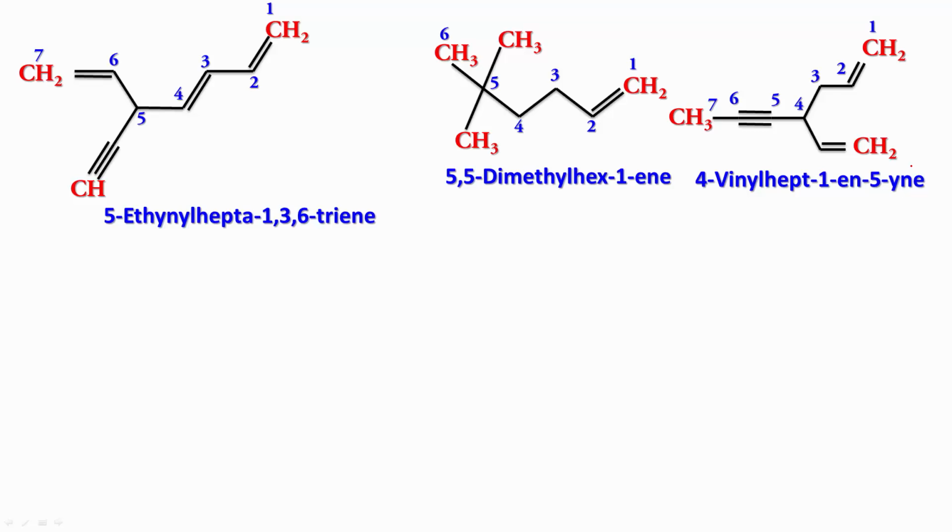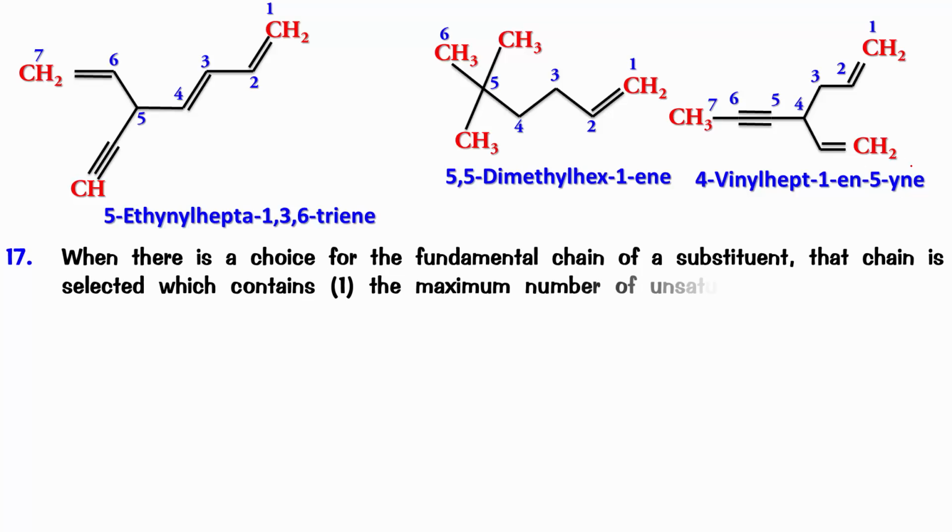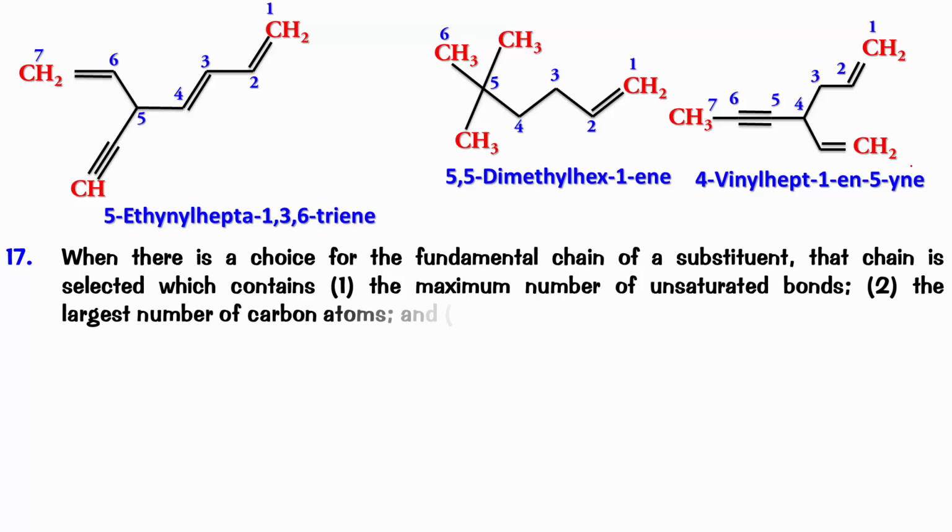So I think you must have gotten a little bit of a hang of this particular thing. Now the last part that is left is what happens if the side chain itself is very complicated. The side chain itself has a lot of double and triple bonds. Well, the choice of numbering, the choice of parent chain, everything remains the same. So when there is a choice for the fundamental chain of a substituent, that chain is selected which contains the maximum number of unsaturated bonds, the largest number of carbon atoms, and the largest number of double bonds in that particular order. For example, try this.